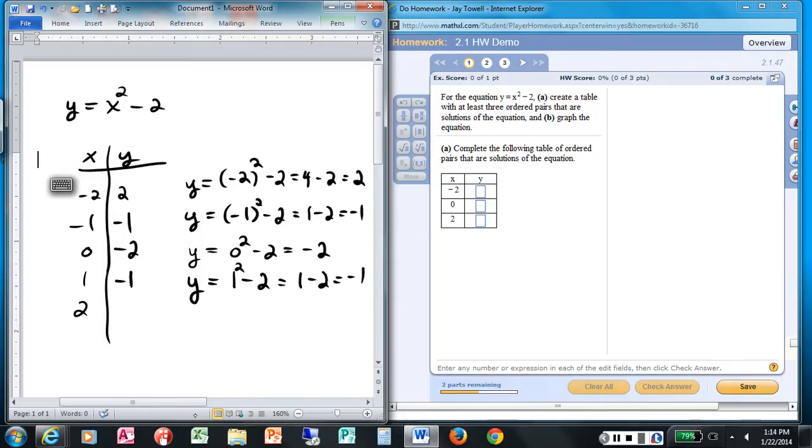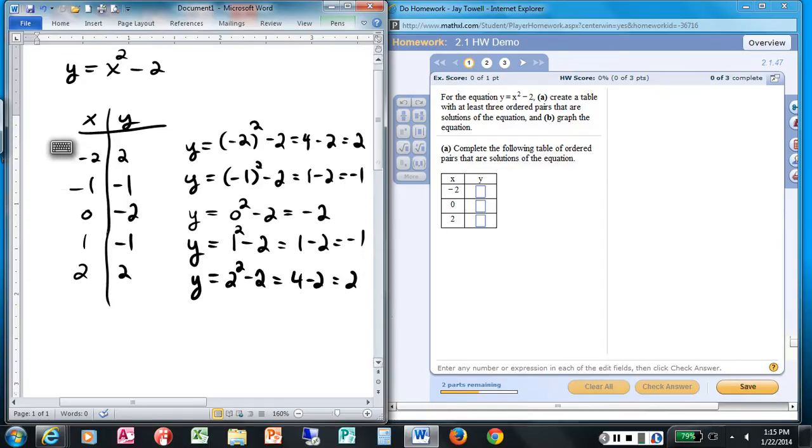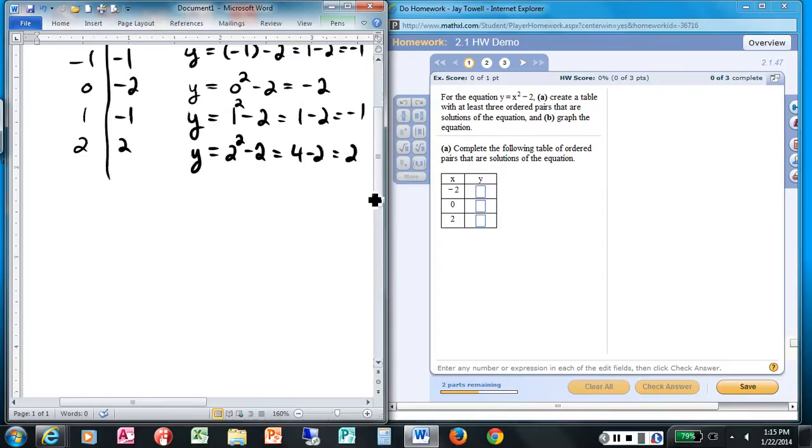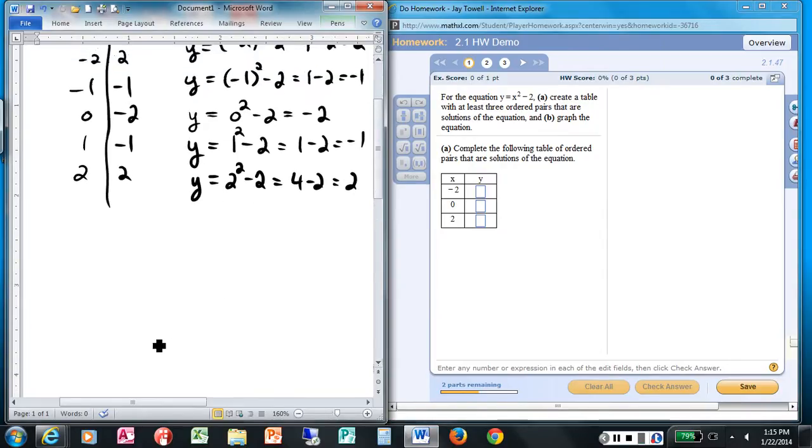And then last but not least, we have x is 2, so we have 2 squared minus 2, so that's 4 minus 2. So again, we're back at y is 2. All right, and so let's just go ahead over here on my work and show those points on the graph here. Just draw a quick little sketch of a little graph.